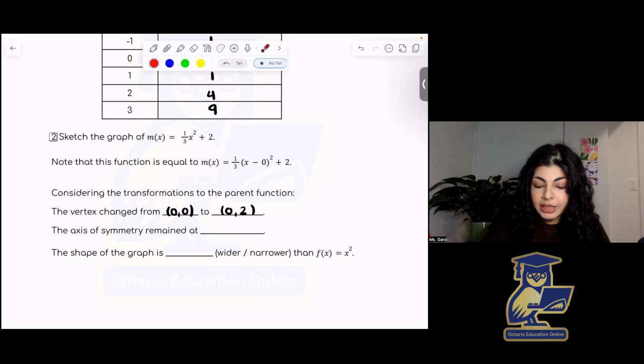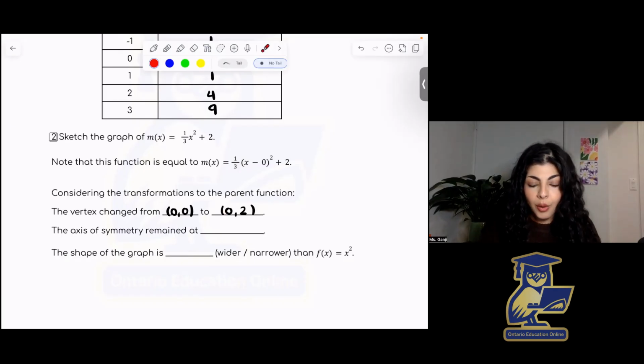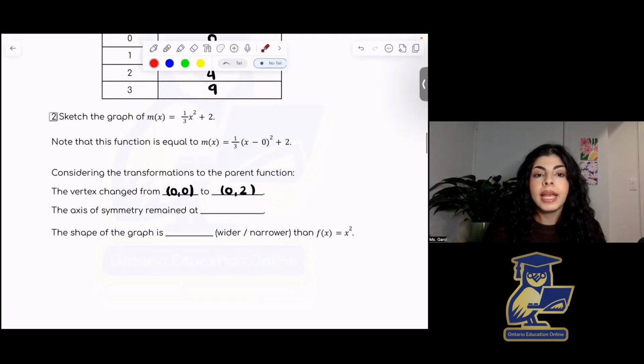And for that, you have to consider that here, when x is 0, this whole thing is 0, so the scale factor doesn't make a difference. So we are only looking at that 2 output value, and that's why in vertical stretches and compressions, your vertex does not actually change in its value. It's only when you are translating up and down and left and right that your vertex actually changes.